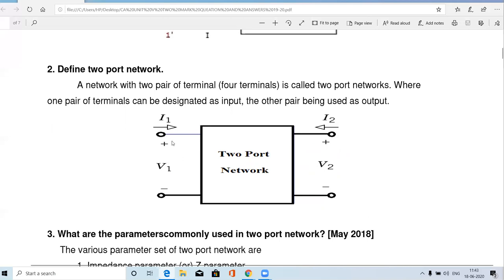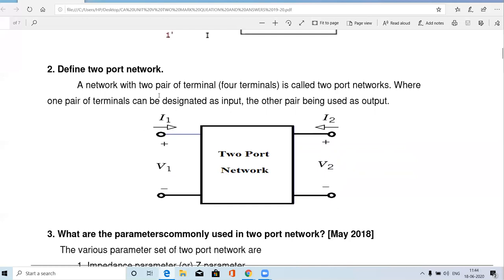The first pair, 1 1 dash, is called the input port. The second pair, 2 2 dash, is called the output port. The voltage applied at the first port is V1, and the current entering through this input port is I1. Similarly, the current entering the second port is I2, and the output voltage is V2. This type of network is called a two port network.